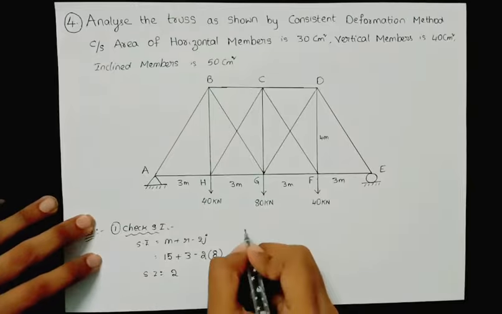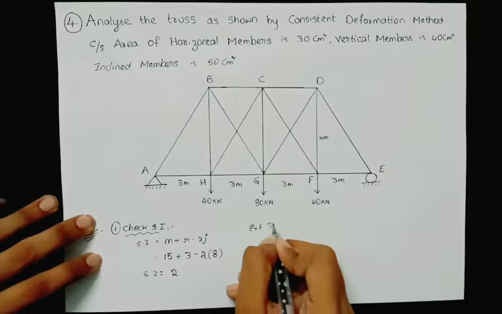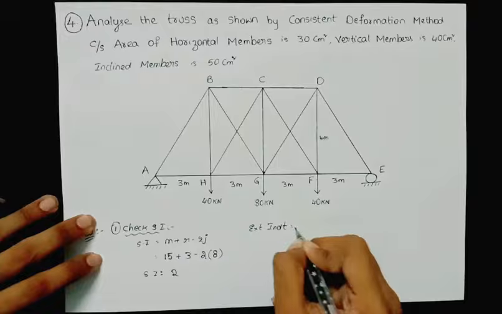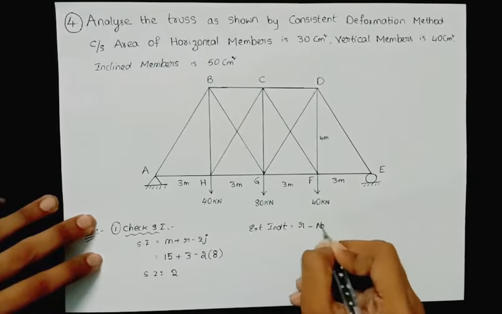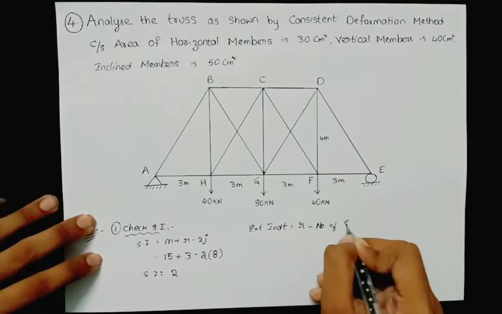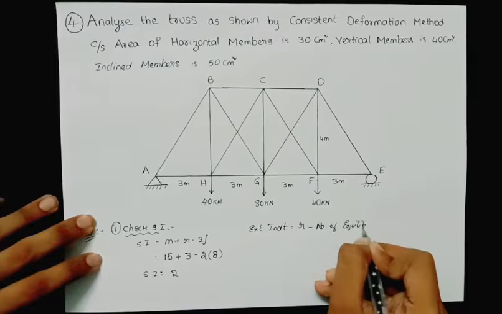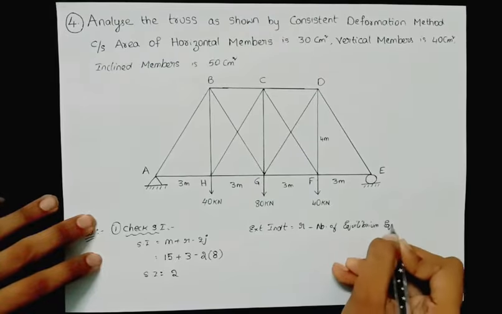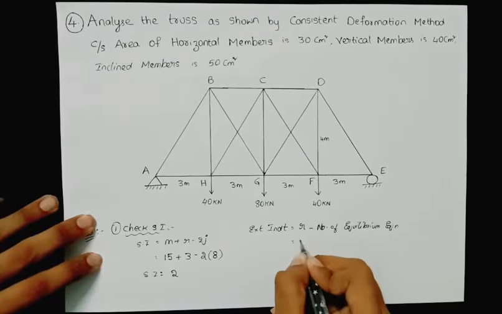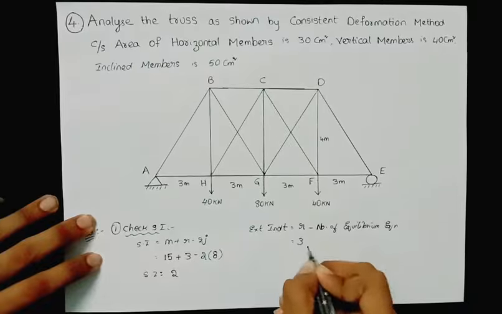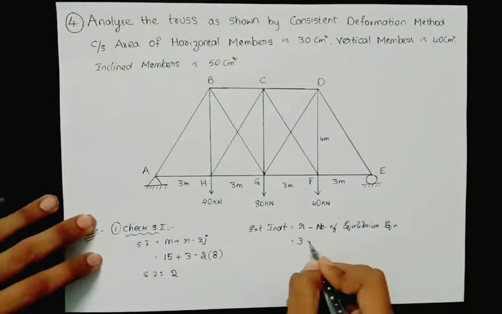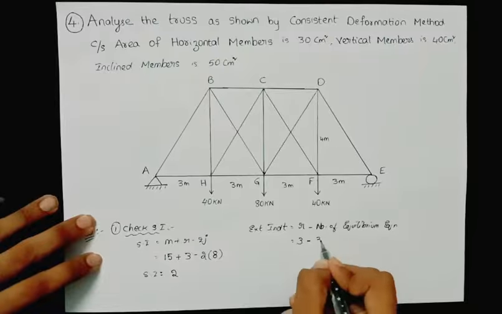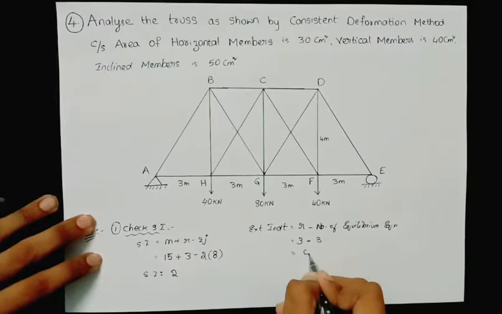The next step is to calculate the external indeterminacy. The formula for calculation of external indeterminacy is r minus the number of equilibrium equations. The number of external reactions is 3, so we have 3 minus the number of equilibrium equations, which is 3. So the external indeterminacy is 0.